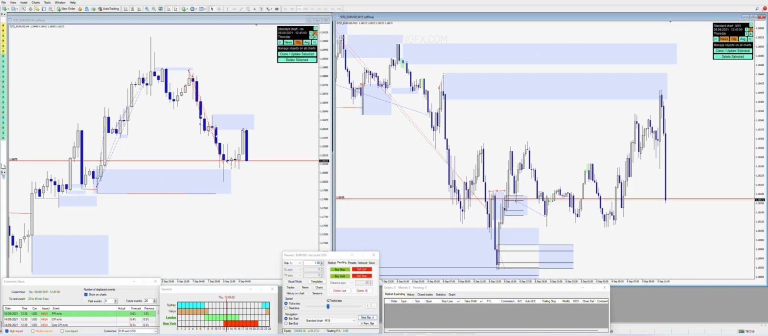So you can see, right, we've come into that 4-hour demand. That's a very big aggressive reaction, right? We closed back below that low. So this looks like it's probably going to get smashed now, but we'll see.